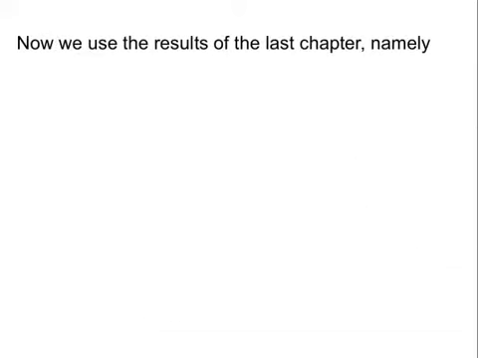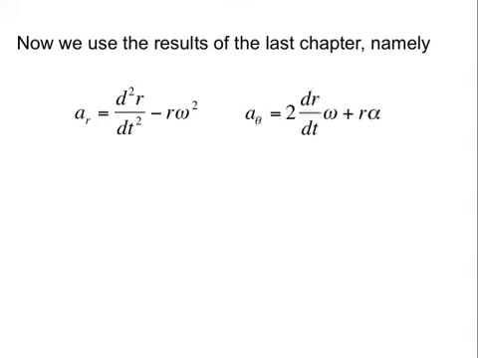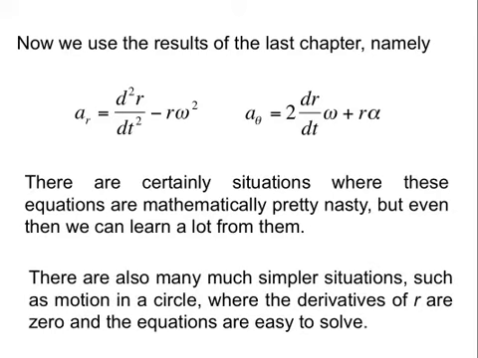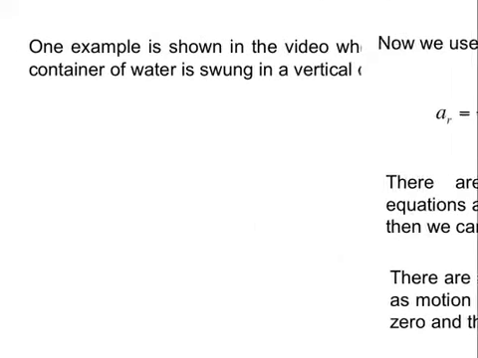Now we use the results of the last chapter, namely a_r equals the second derivative of r minus r omega squared, and a_theta equals 2 dr/dt omega plus r alpha. There are certainly situations where these equations are mathematically pretty nasty, but even then, we can learn a lot from them. There are also many much simpler situations, such as motion in a circle, where the derivatives of r are zero and the equations are easy to solve.